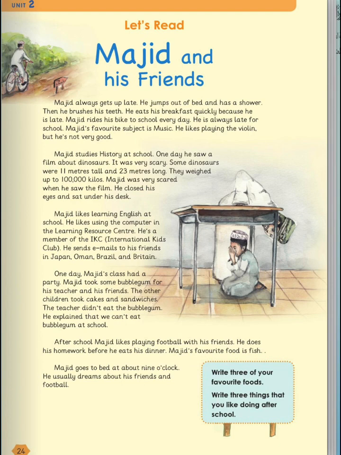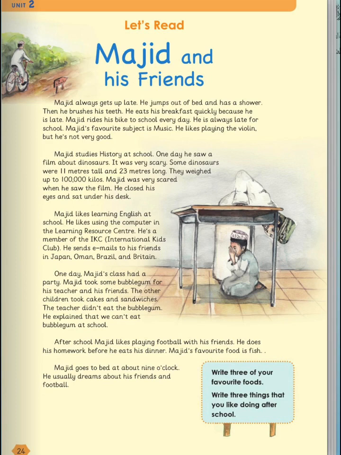Majid studies history at school. One day, he saw a film about dinosaurs. It was very scary. Some dinosaurs were 11 meters tall and 23 meters long. They weighed up to 100,000 kilos. Majid was very scared. When he saw the film, he closed his eyes and sat under his desk.